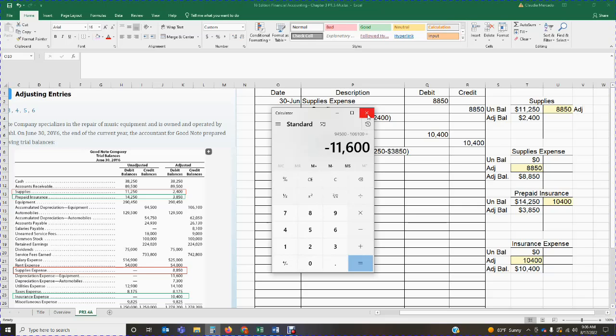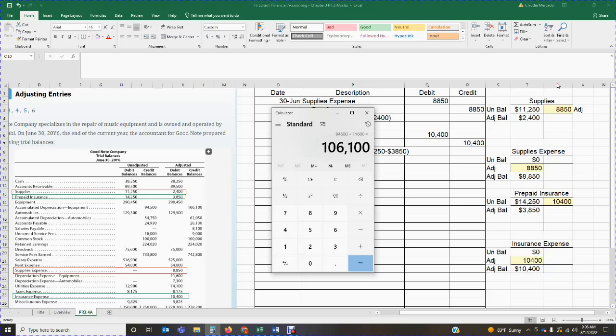We depreciated our equipment by $11,600. The normal balance of my accumulated depreciation account is a credit. The account went from $94,500 to $106,100, so for my balance to increase, I needed to credit my account $11,600. $94,500 plus another credit of $11,600 gives me $106,100. So I need to make an adjustment for $11,600, and that is going to be a credit.